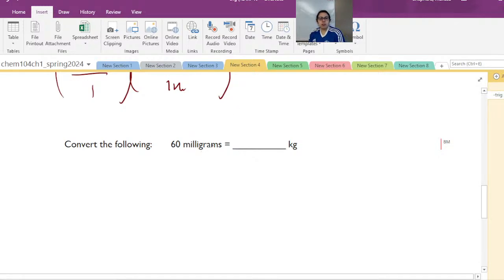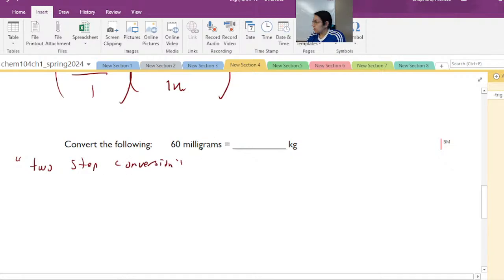So what are just some thoughts? What are we thinking of how we might do this? Yeah? You could convert it from milligrams to grams, and then you can convert grams to kilograms. Excellent. So that is probably the best way to do that, given what we know. And so I call this a two-step conversion.